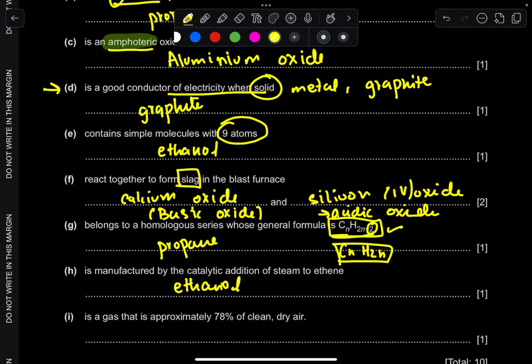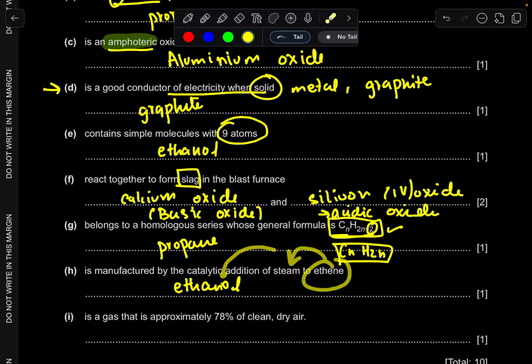If you add ethene to steam, you're going to form ethanol. And if you add propene to steam, you're going to form propanol. If you add butene to steam, you're going to form butanol. So if you add an alkene to the steam, you form the alcohol.